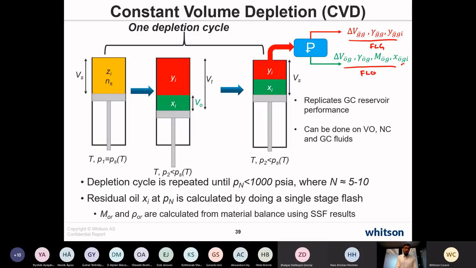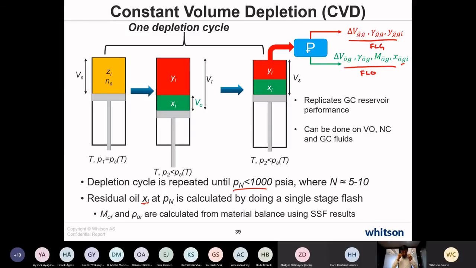So that's how the DLE CVD experiment is done. That's just one cycle, and then you continue the same cycle again and again until you reach an abandonment pressure, which is usually less than 1000 psi. At the abandonment pressure you have the residual oil, XI at PN, and then you just do a single stage flash of that XI to get the composition of that residual oil.